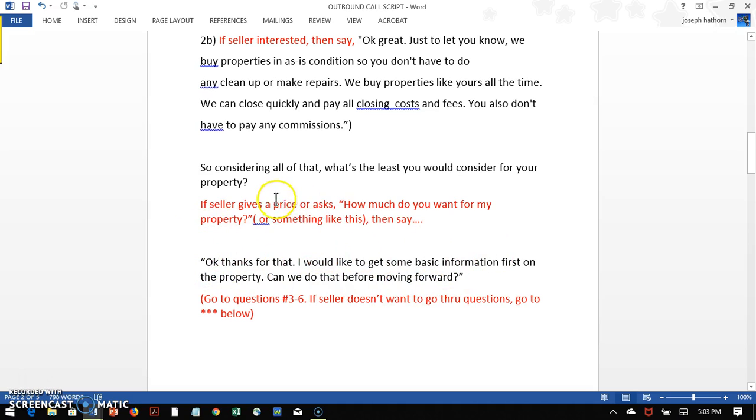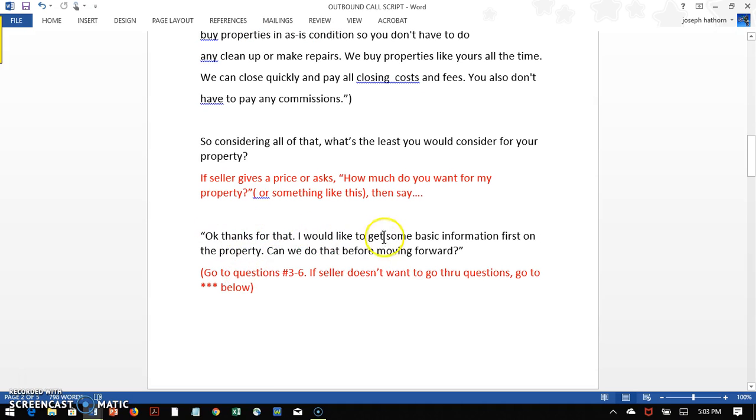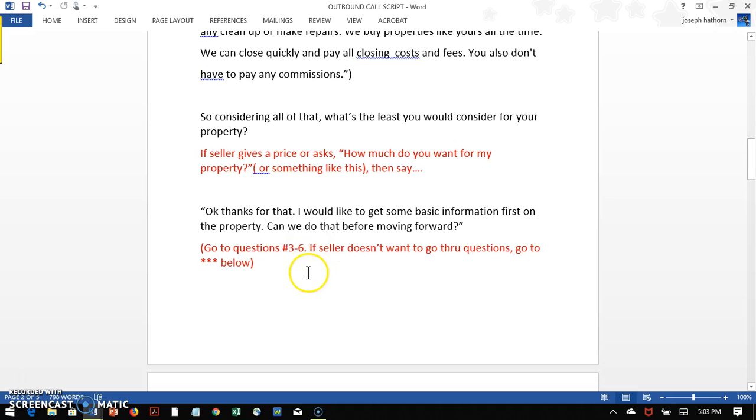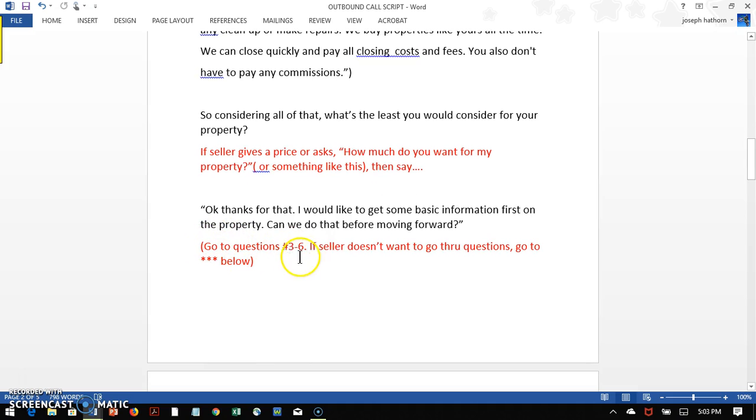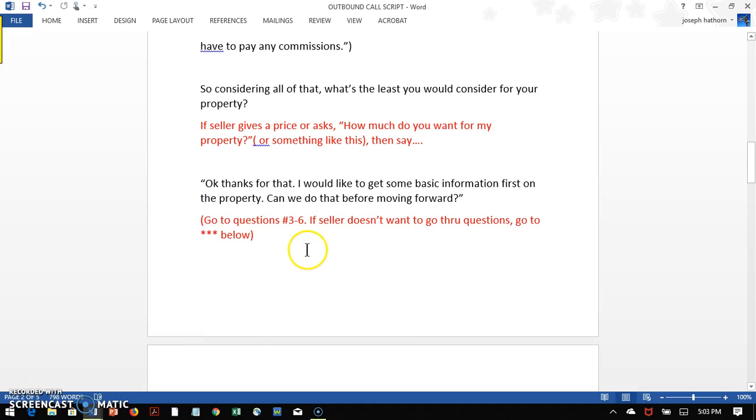So if they give you a price, or if they ask you how much do you want for my property, okay, then you say, okay, thanks for that. I would like to get some basic information on the property. Can we do that before moving forward? Okay, and then you're going to go through questions 3 through 6, okay?